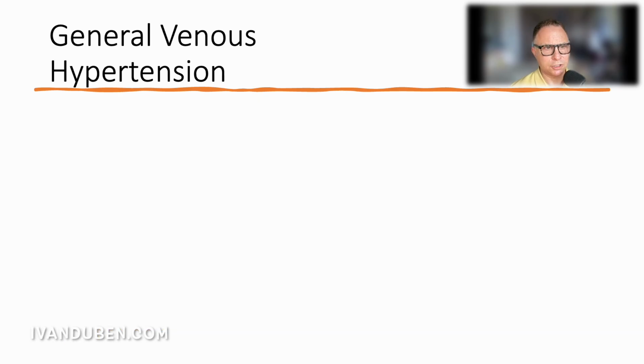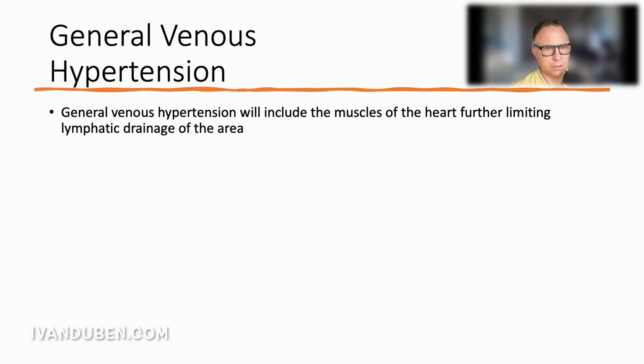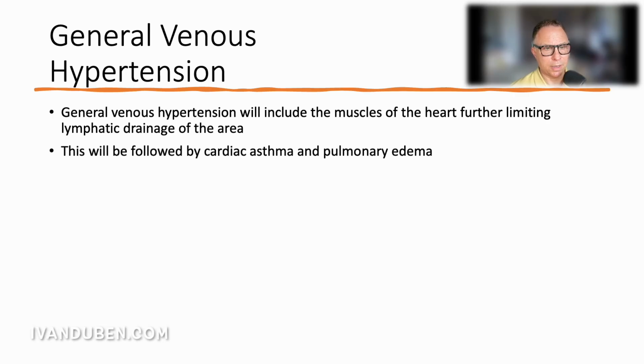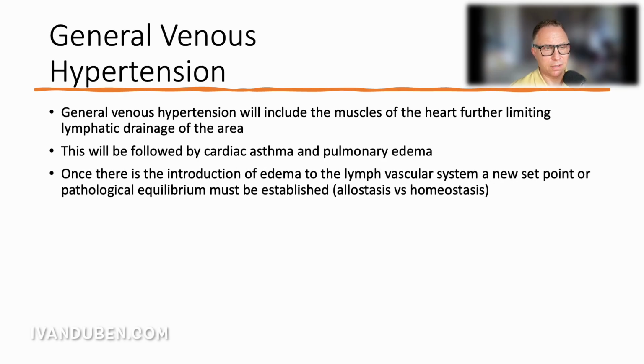We can also look at general venous hypertension. It includes the muscles of the heart, further limiting lymphatic drainage of the area. This will be followed by cardiac asthma and pulmonary edema. Once there is the introduction of edema to the lymphovascular system, a new set point or pathological equilibrium must be established. Here we have this balance between allostasis versus homeostasis.